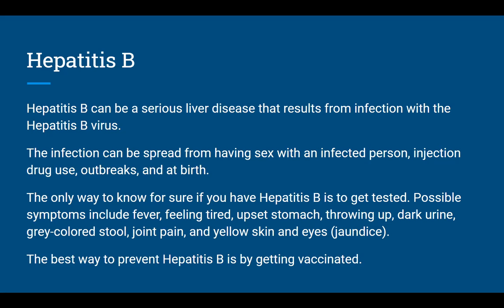Some ways that hepatitis B can show up are if you have a fever, if you feel tired, if you have an upset stomach, you are always throwing up, dark urine, gray colored stool, some joint pain, and yellow skin and eyes, otherwise known as jaundice. The best way to prevent hepatitis B is by getting vaccinated. There currently is a vaccine that really does help you prevent getting hepatitis B.